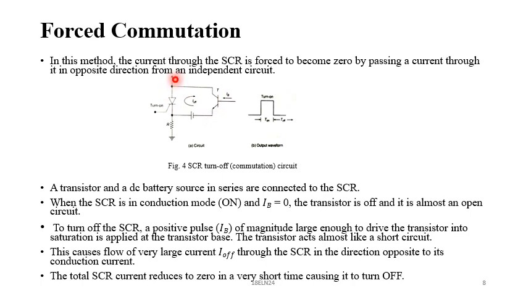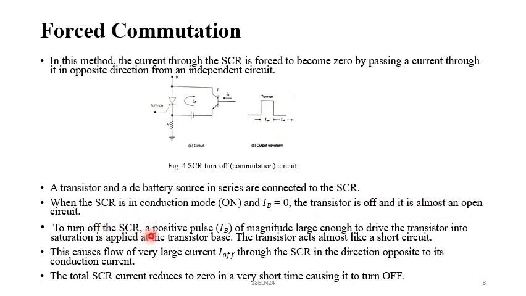Now I'll assume that your SCR is in the on state. You give some positive voltage here to the anode, and because of this positive voltage, the SCR is in the on state. And I'll assume that the current is zero initially here. When the base current of this transistor, IB, is zero, the transistor T is in the off state. So the transistor T is in the off state and this is open, so there is no flow of current. So when the SCR is in conduction mode and IB is zero, the transistor is off and it is almost an open circuit.